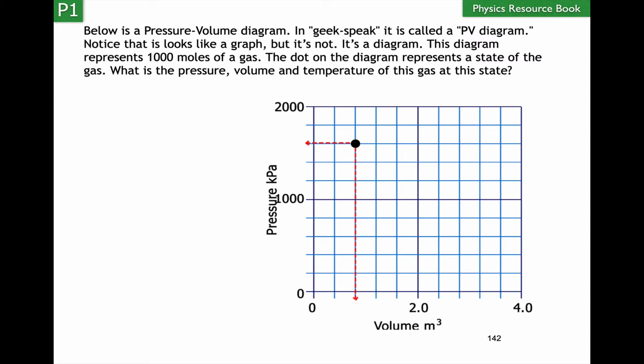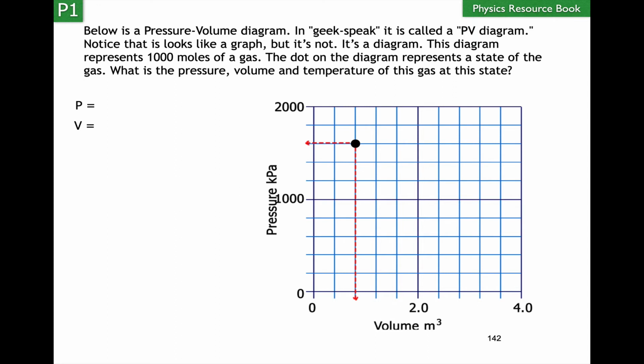This diagram represents 1,000 moles of a gas. The dot on the diagram represents a state of the gas. Question is, what is the pressure, volume, and temperature of this state of the gas? All right, so I've got it on the diagram, and I've got some vertical and horizontal lines already drawn on there to kind of help us out to get started.